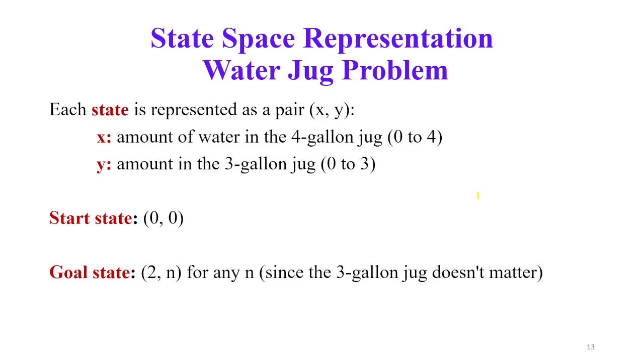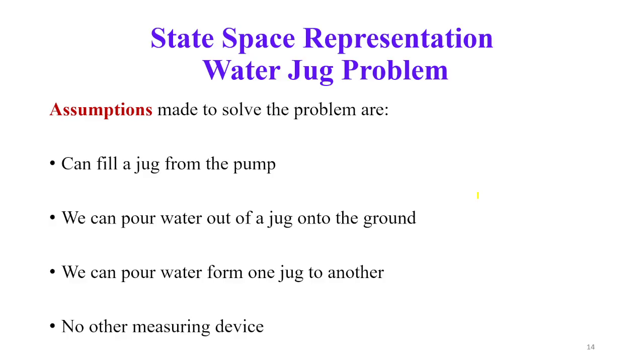So what is the goal? The goal state is that you have to have 2 comma n. Our goal is only that we should have the 4-gallon jug filled exactly with 2 gallons of water. That is what we saw. We don't care about the 3-gallon jug. So the valid actions.